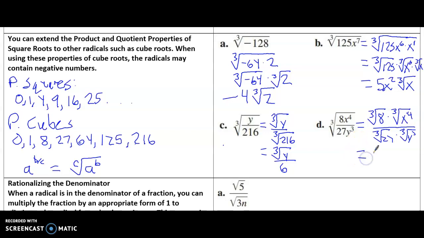I'm down to 20 seconds. 2 times... Oh, man, that's going to be 3. If I make that x to the 3rd divided by 3, that's x times the cube root of x. Cube root of 27 is 3 times the cube root of that. That's just y. Woo! And that's the end of this video.